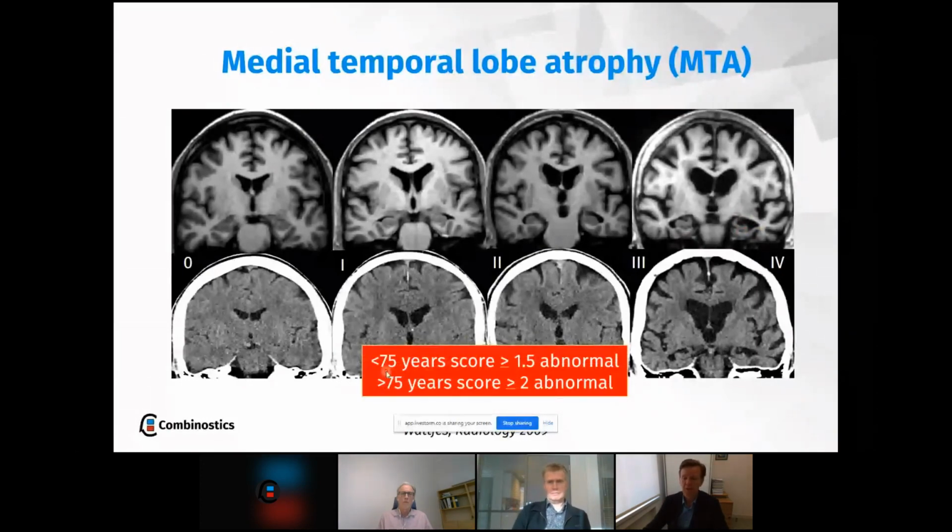So what is abnormal? Below the age of 75, an average score of 1.5 is abnormal. So that means you have to have a 1 on one side and a 2 on the other side. So if you don't have a score of 2 on either side, it's normal. As I said, the score of 1 is always normal, and a 1 and a 2 can be normal if you're really young. But if you're close to 75, then it's abnormal. If you're over 75, there's a bit more age-related atrophy, and then you need a 2 on either side before you can call the scan abnormal, which obviously is arbitrary. And I'll come back to this point of arbitrariness in a second.